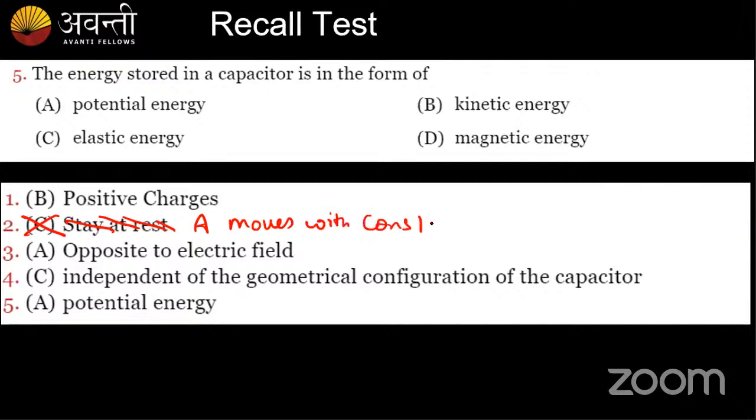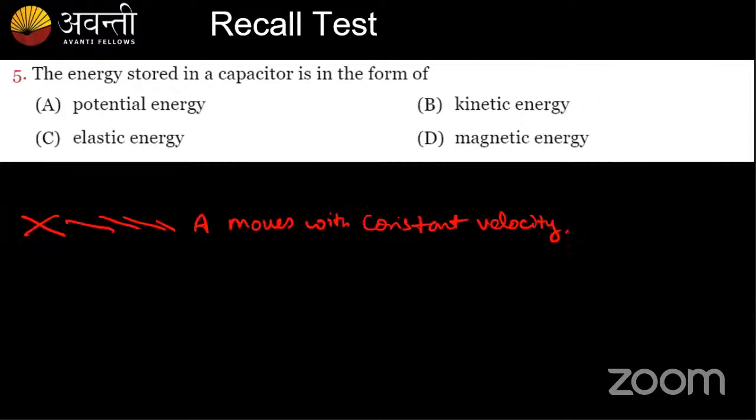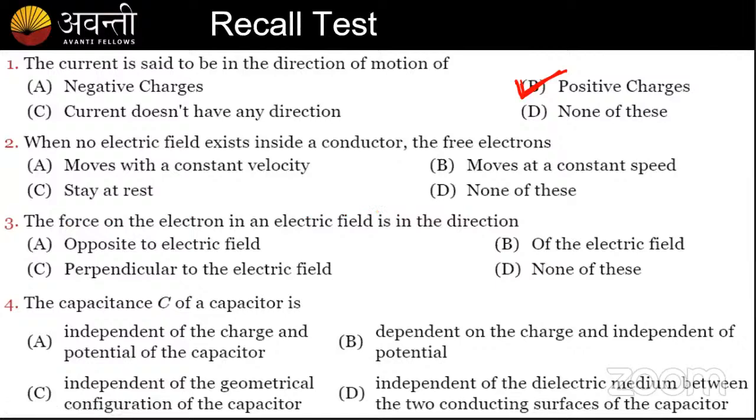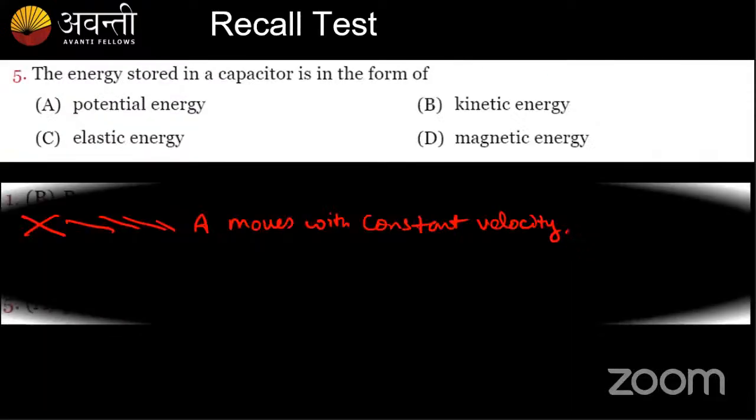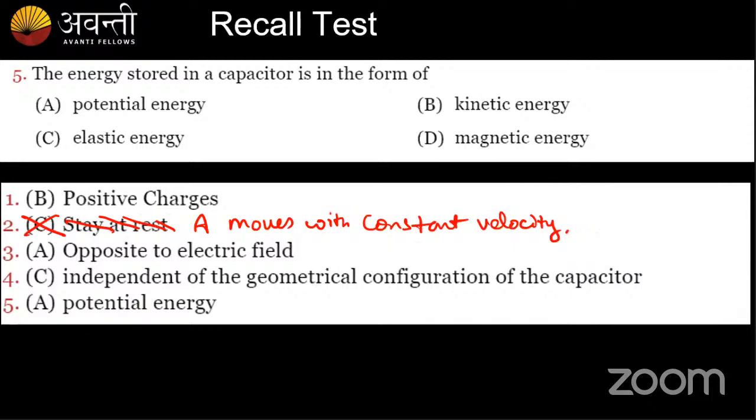Because of the thermal charges, at room temperature, when no electric field exists inside a conductor, the free electrons will be at room temperature. At room temperature, there will be some presence of thermal electrons, which will have some mobility.